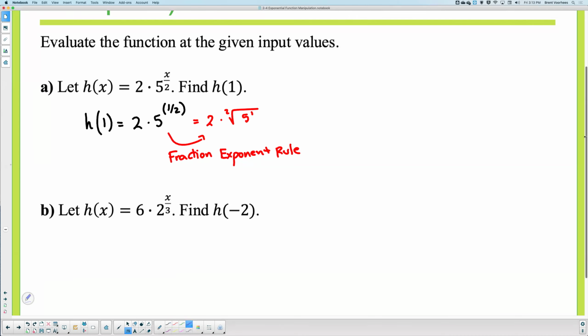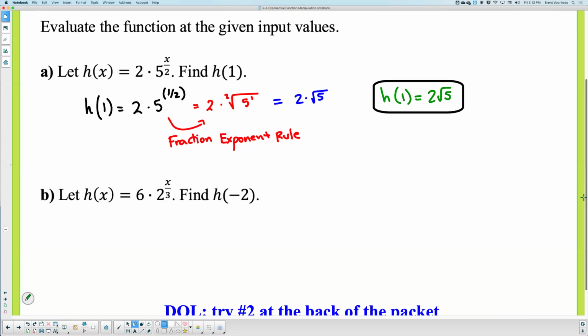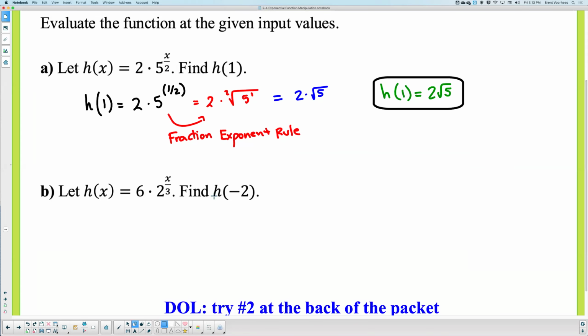Just like that. Now, because of this algebra, I can reduce using algebra here. This would become 2 times, this is just the square root of 5, which we don't have a square root of. So I'll just say over here, h of 1 equals 2 square roots of 5. And I'll leave that as my answer there. That's how you would evaluate that exponential equation at 1.